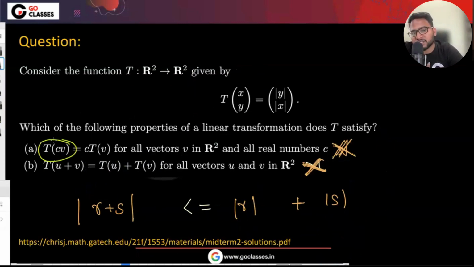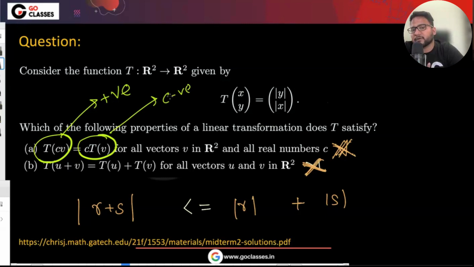Similarly for the scalar quantity, if you are multiplying by some c first and then taking the transformation, the transformation is always giving the absolute value, always a positive value. Tell me, can the whole thing be negative if c is negative? Yes, the whole thing can be negative, but the transformation is always positive. That is the reason that I will say this property is also not satisfied.